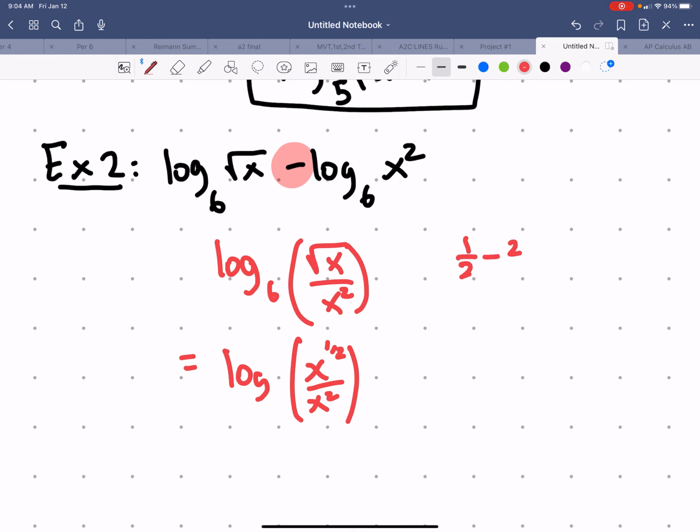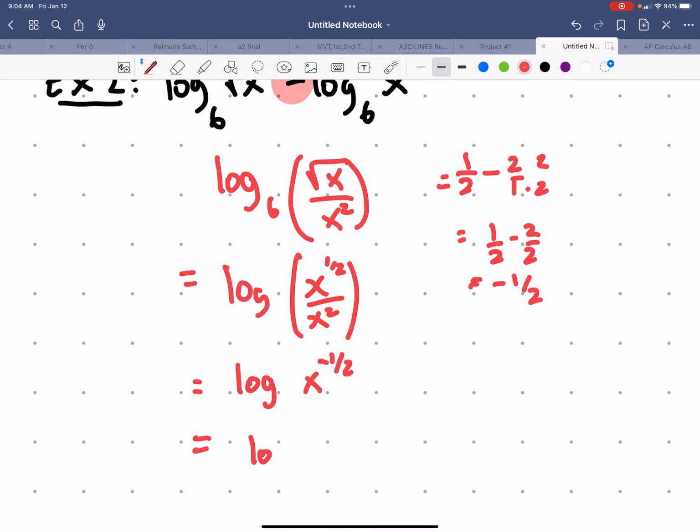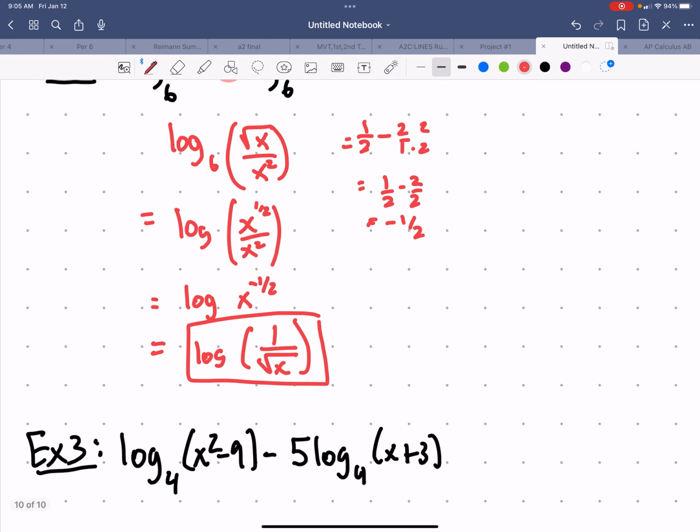All right? I need a common denominator, so I'll multiply top and bottom by 2. And this is going to turn into 1/2 minus 4 over 2, which is negative 3/2, right? So my actual log is going to be log of x to the negative 3/2. And then we're going to rewrite this as log of 1 over square root of x. Negative means you're going to put it on the bottom, and 1/2 means square root. So that's why we put it on the bottom. And that's my final answer, all right? Yeah. All right, let's do another example.